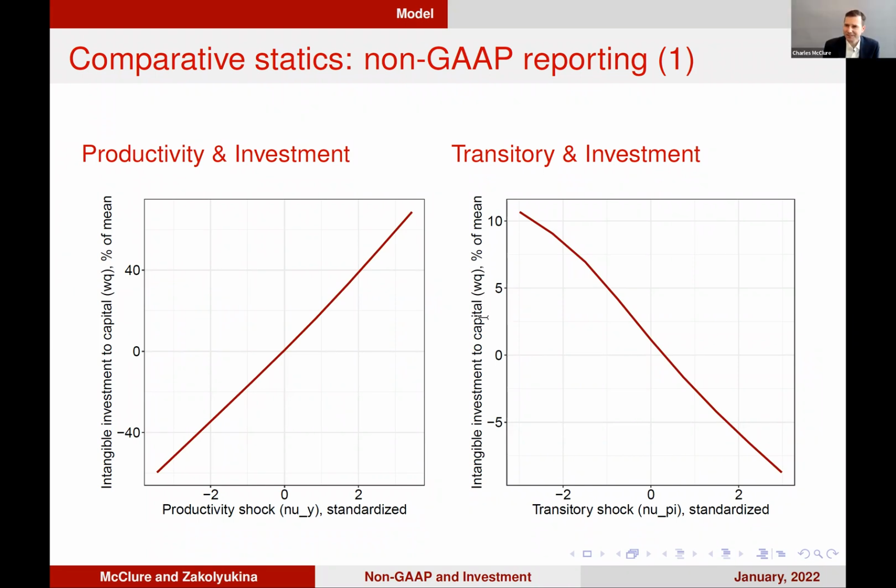Sorry, can you say it one more time? I missed the first part of your comment. The component that is non-GAAP is currently not being recognized in the books, but you're measuring it. And so you're saying this is relevant to investors. And so what you could do is extract from the solution of your model this intangible component, which is currently not in the books.